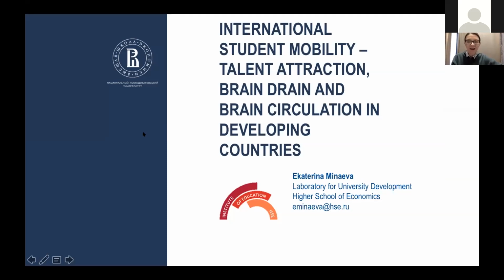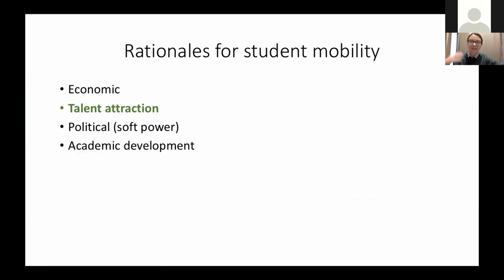Okay, so I will talk about international student mobility and talent attraction, brain drain, and brain circulation in developing countries. I will use the case of Russia for reference, but I think this can be applied to many developing countries: the policies, the rationales, and other specifics that I will be covering in my presentation. Luckily, other presenters following me in this session also cover a lot on the topic of brain circulation, so I think we can add to each other's presentations.